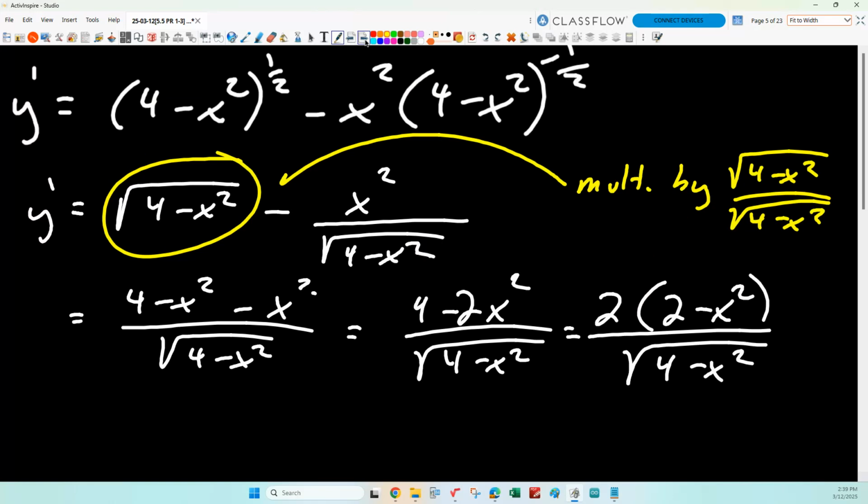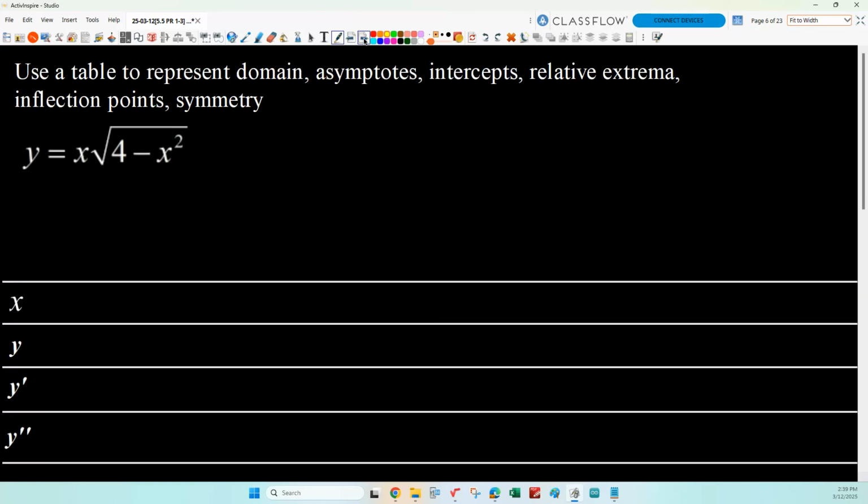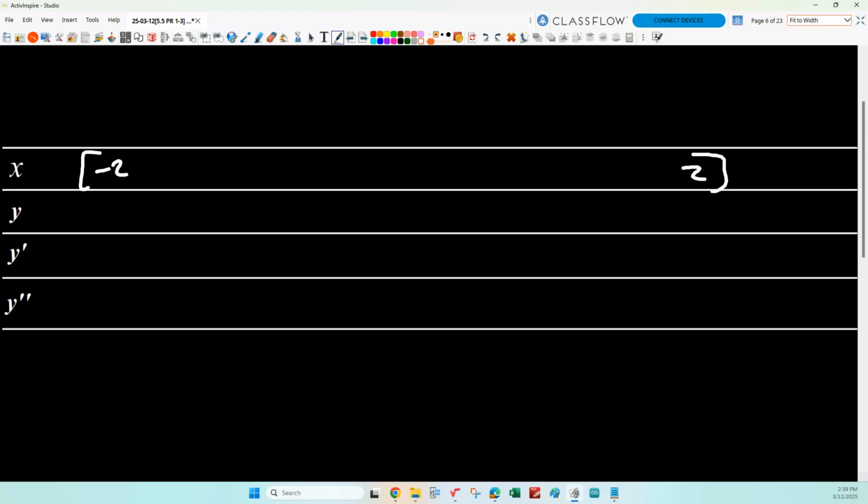So if we go to the next page, we can start to fill in some stuff. We know our domain went from negative 2 to 2. We had zeros and undefined first derivatives there. And then negative square root of 2 and positive square root of 2 were zeros of the first derivative. So what's going on there? Horizontal tangent. Okay.